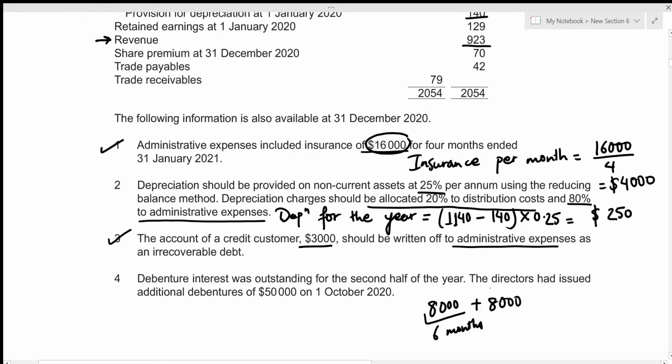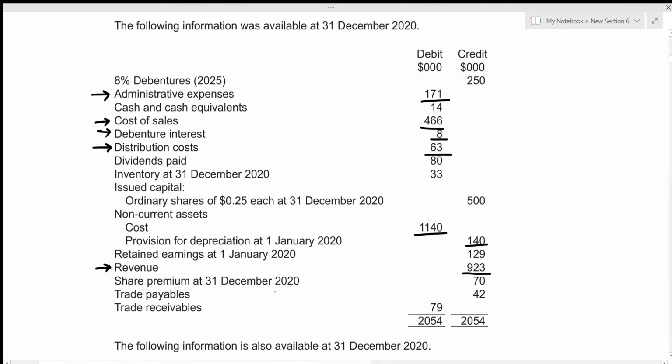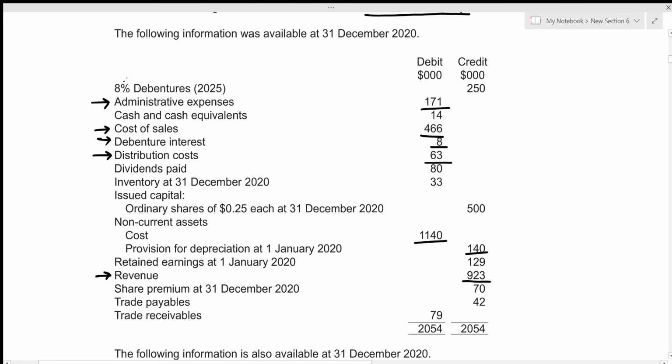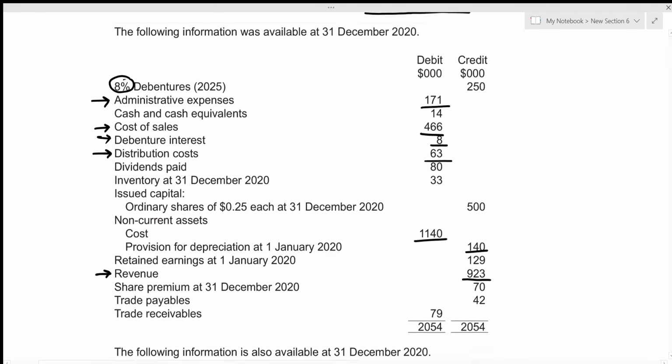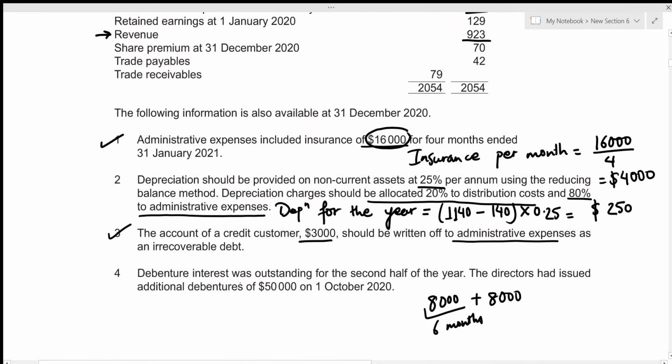Then the directors had issued additional debentures of 50,000 on 1 October 2020. So let's have a look at the debenture first. We're given the debentures to be of 8%, meaning that we pay 8% interest on the debentures that the company took. So we will be charging 8% interest on this new debenture of 50,000 as well. But we only charge the interest for this particular year ended 31st December 2020, and we can see that the debentures had been issued on 1st October 2020. So the number of months in which the interest should be charged is just going to be October, November, and December. So that's 3 months.